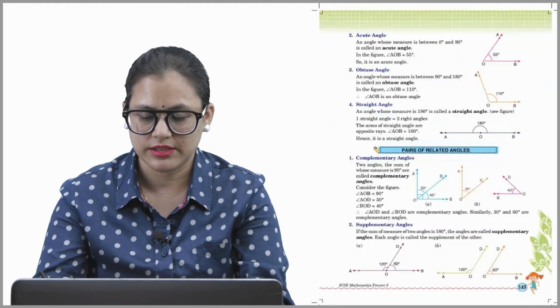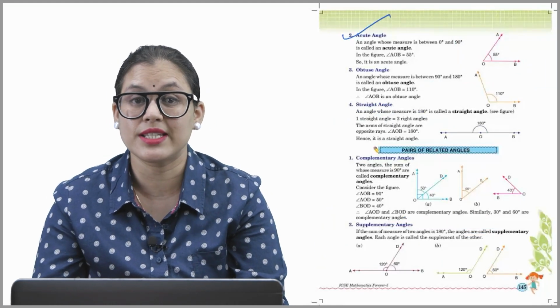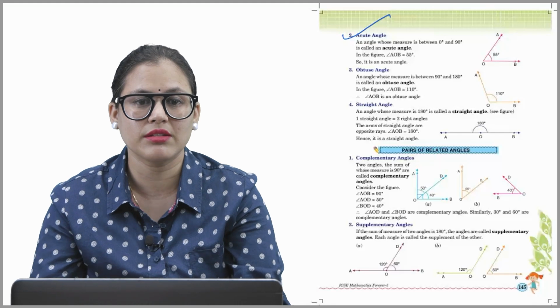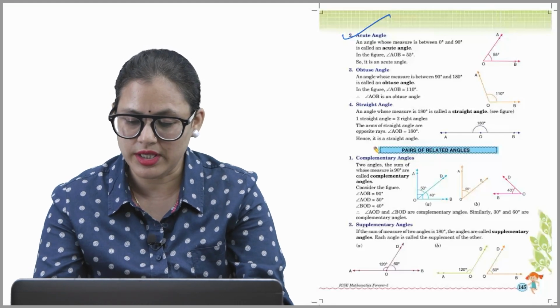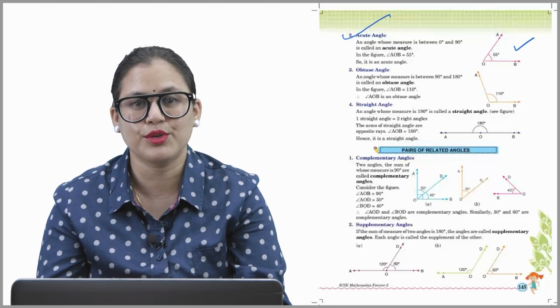Number 2, acute angle. An angle whose measure is between 0 degrees and 90 degrees is called an acute angle. In the figure, angle AOB is 55 degrees. So, it is an acute angle.